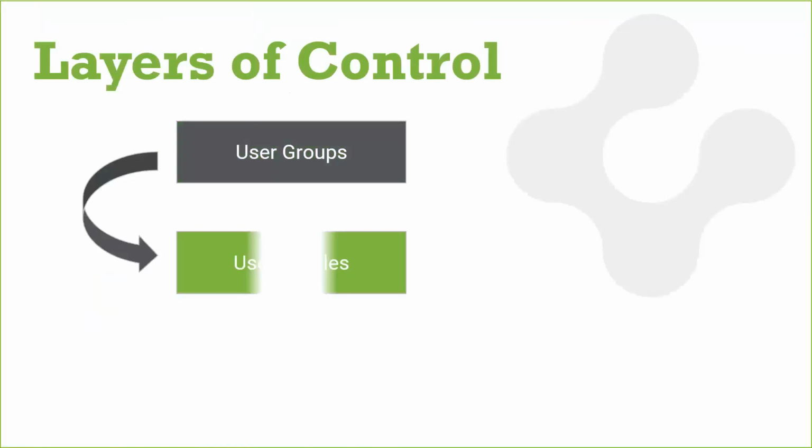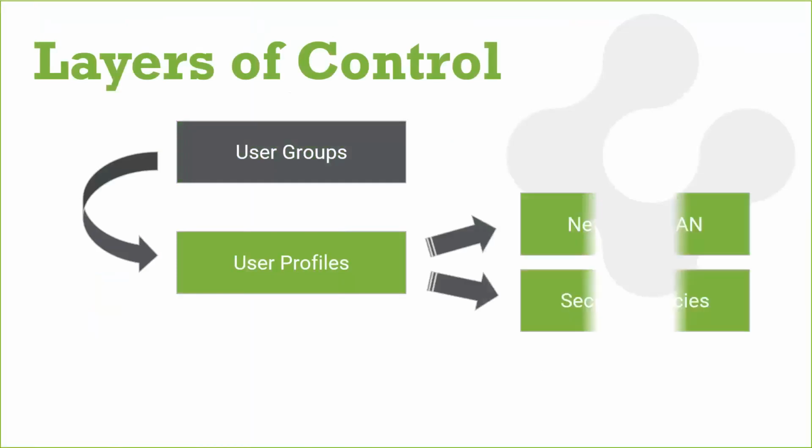Those user groups funnel into user profiles. Now, a user profile contains multiple components, but the 2 key pieces that we're really going to focus on today is the network and VLAN that user is associated with and the security policies they then pull. And by security policies, we're going to simplify it and really talk about rules or rule sets and access, right?